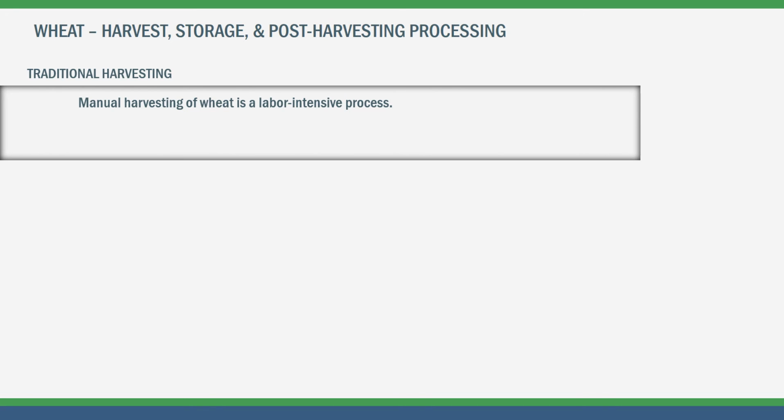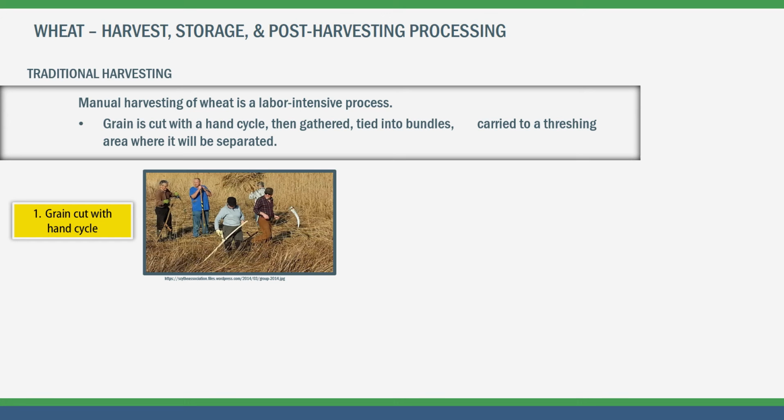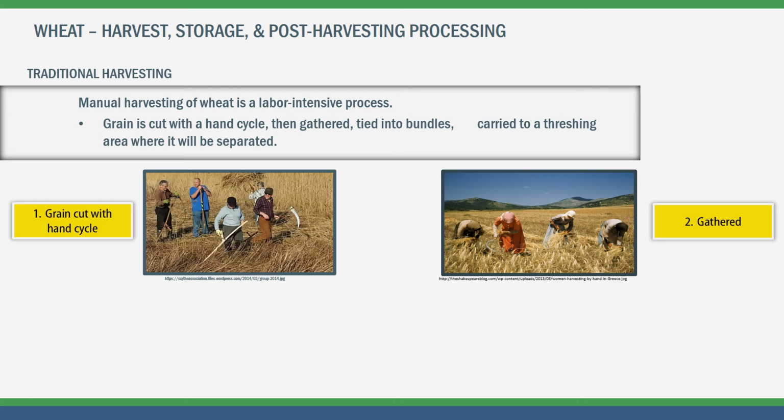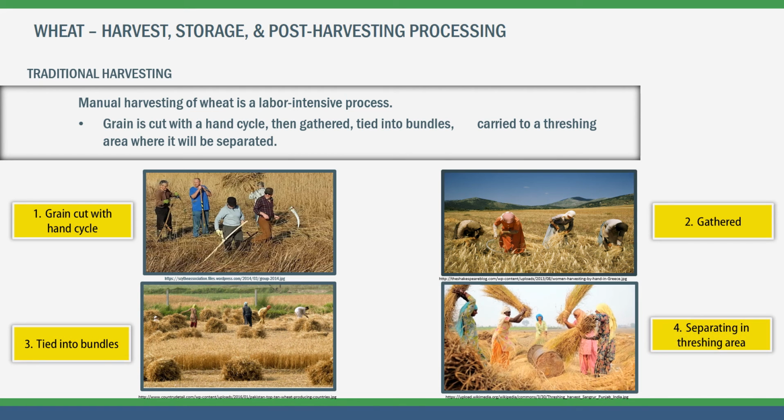Traditional manual harvesting of wheat can be a very labor-intensive process. Typically, the grain is cut with a hand sickle or a scythe. It is then gathered by farmhands or laborers, tied into bundles, and carried to a central threshing area where the grain will be separated. Storage can be another big problem for wheat in this environment.